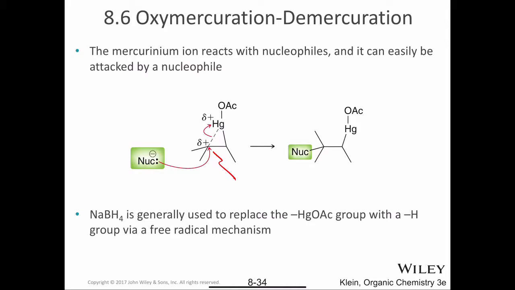As a result of this, the intermediate will not readily undergo carbocation rearrangements, but it's still subject to attack by a nucleophile, as is shown here. Notice that the attack takes place at the more substituted carbon of the two, ultimately leading to Markovnikov addition. After attack of the nucleophile, the mercury can be removed through a process called demercuration. The way we do the demercuration is using sodium borohydride, and it proceeds via a radical process. The net result is the addition of hydrogen and a nucleophile across the alkene.